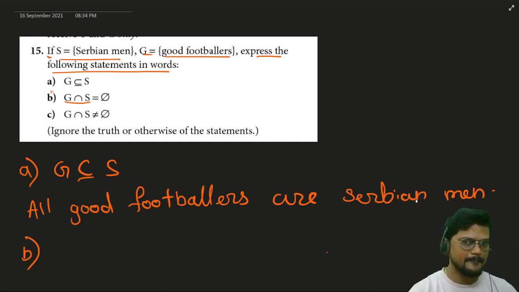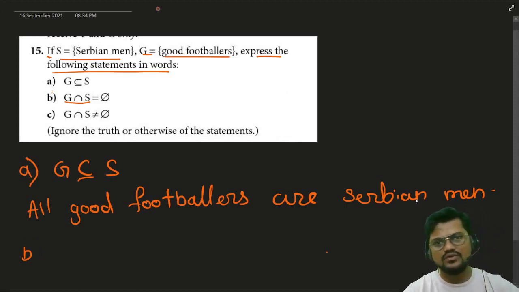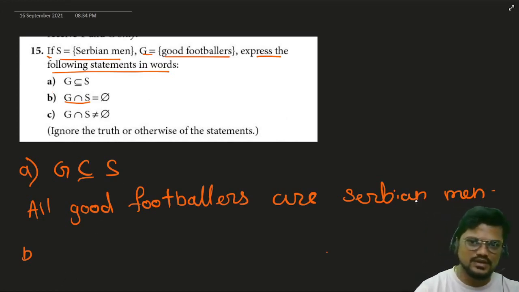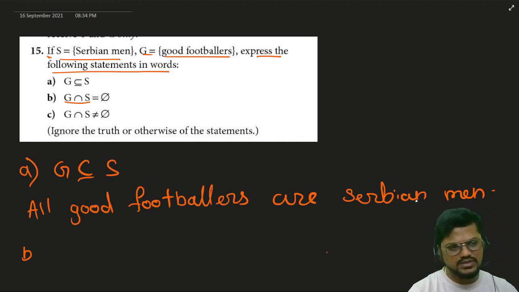If the second part would not be there, only the first part would not form a statement. For this, can we say no Serbian men are good footballers? Yes, you can say that. Different kinds of statements can be made. One statement can be framed in different ways, but the meaning should not change. There should be nothing in common between good footballers and Serbian men.